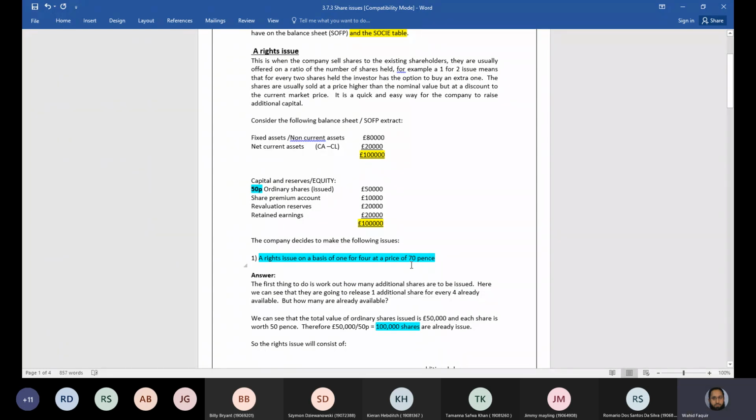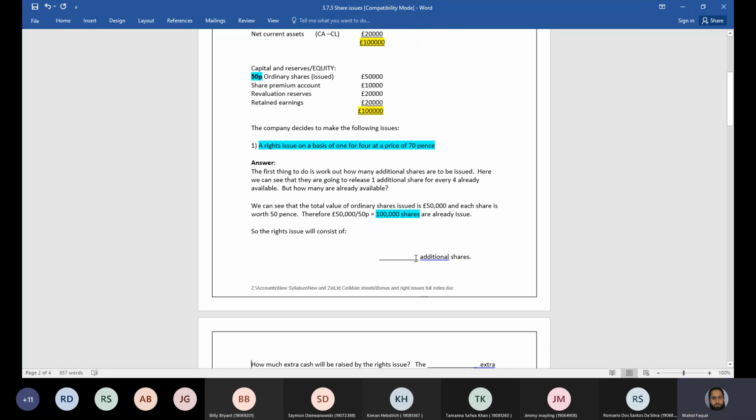They're saying you're selling them at 70p. They're saying you're selling them at 1 for 4. So how many additional shares are you going to sell? The calculation for that, 1 divided by 4, because it says 1 for every 4, times by the existing number of shares. That means they're going to issue 25,000. Brilliant, thank you. An additional 25,000 shares are going to be issued.